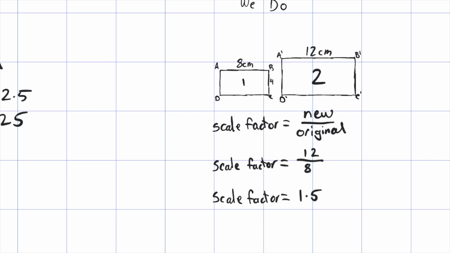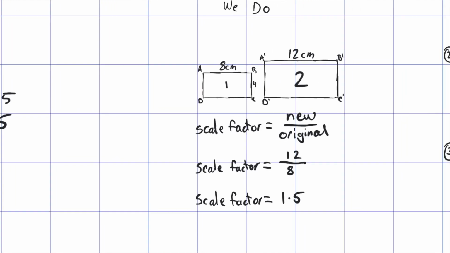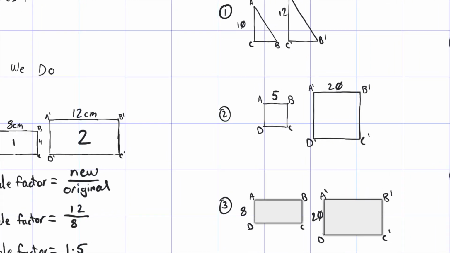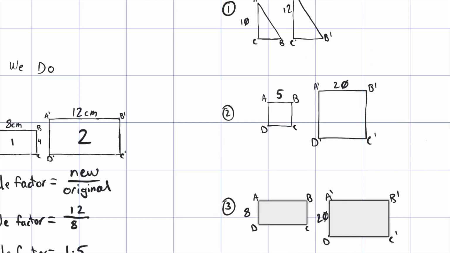So my scale factor, everything on shape 2 should have been multiplied by a factor of 1.5 to be a similar shape, just bigger, just scaled up. And that's how we do scale factor. From here, there are a few shapes there. Feel free to pause the video here and have a go. If this is as far as you feel you need to go, that's fine.